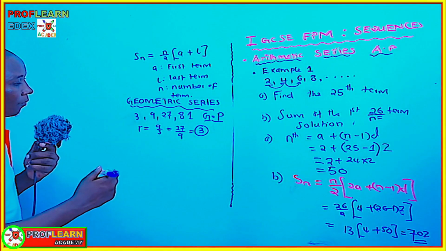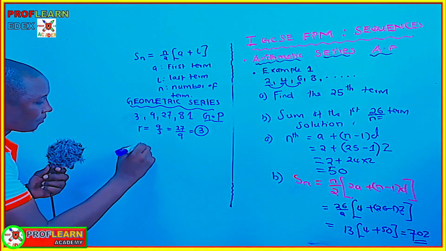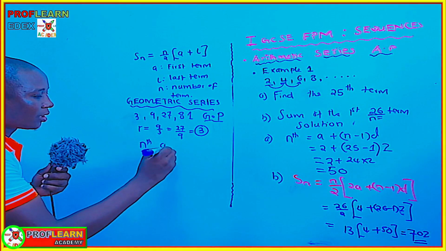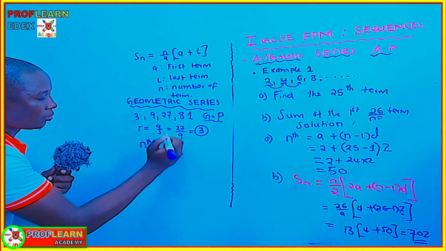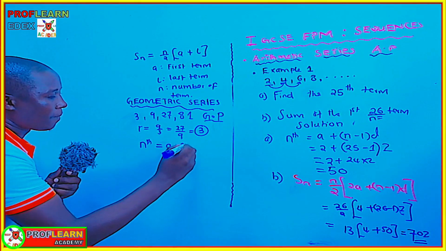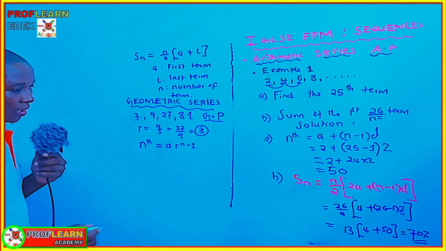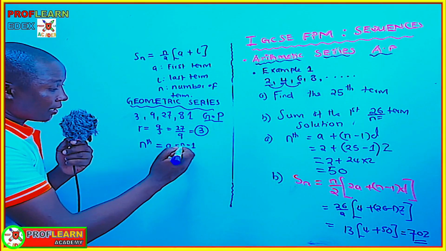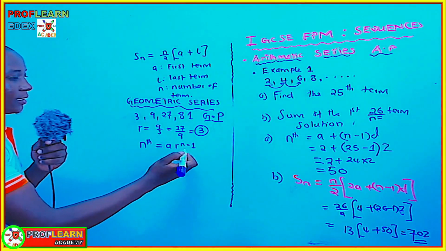Now, when you are finding the nth term for a GP, the nth term is equal to a r to the power n minus 1. Now, in this case, our a is the first term, our r is the common ratio, and n is the number of the term.